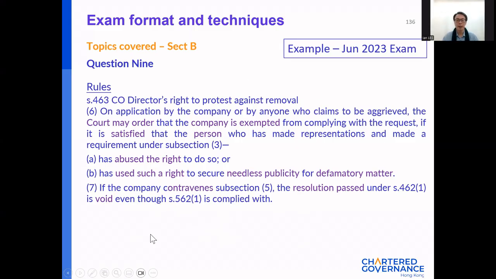So if the company can show that the directors will abuse this right and use it to get needless publicity and for defamatory matter, meaning make bad remarks about other people which cannot be supported, then the court may agree on application to say the company need not do this part. So you go straight to the meeting, have the director heard during the meeting, and then you can vote on whether to remove the director or not.